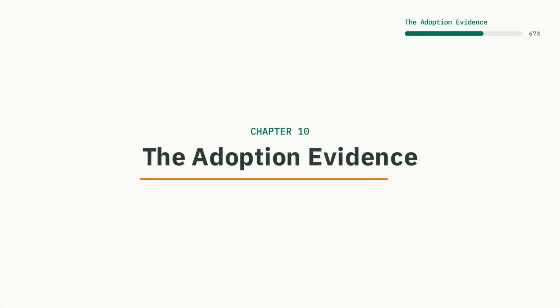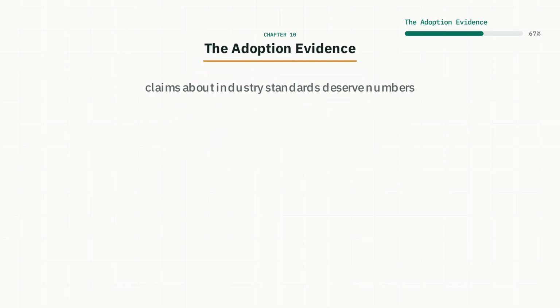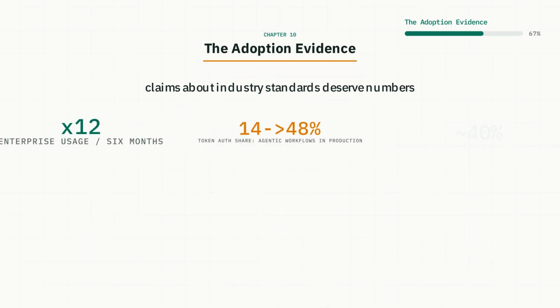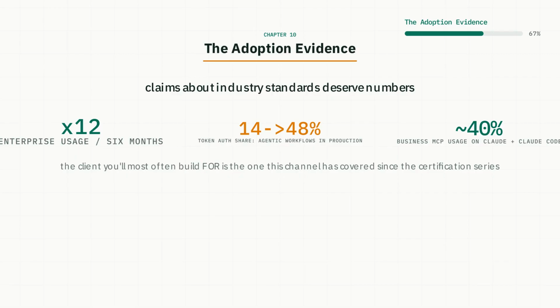Chapter 10, the adoption evidence, briefly, because claims about industry standards deserve numbers. Enterprise usage of major MCP deployments grew 12-fold across 6 months, with the March governance and roadmap moment producing the sharpest single jump. Token-based authentication, the machine-to-machine kind, grew from 1/7 of connections to nearly half in the same window, which is the signature of automated, agentic workflows moving from experiment to production.